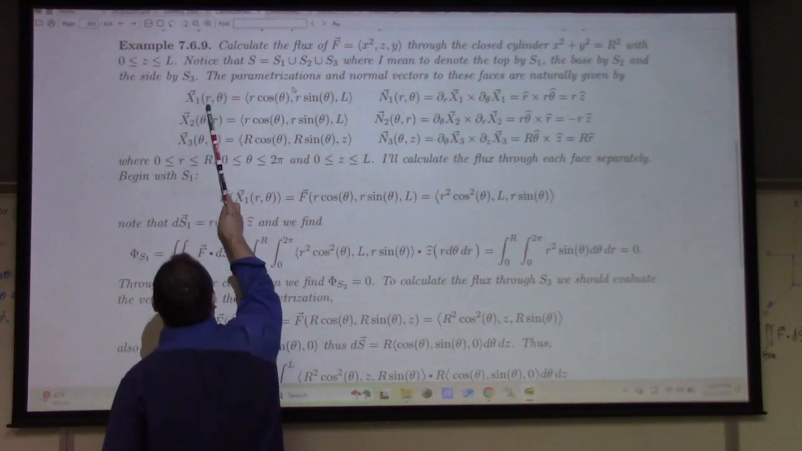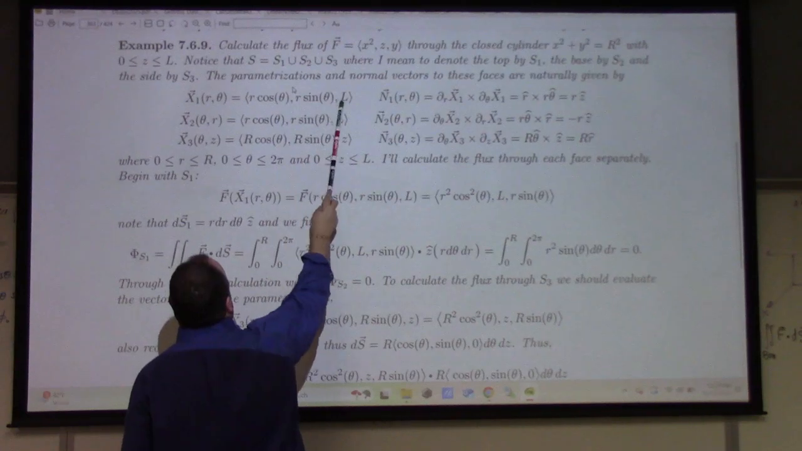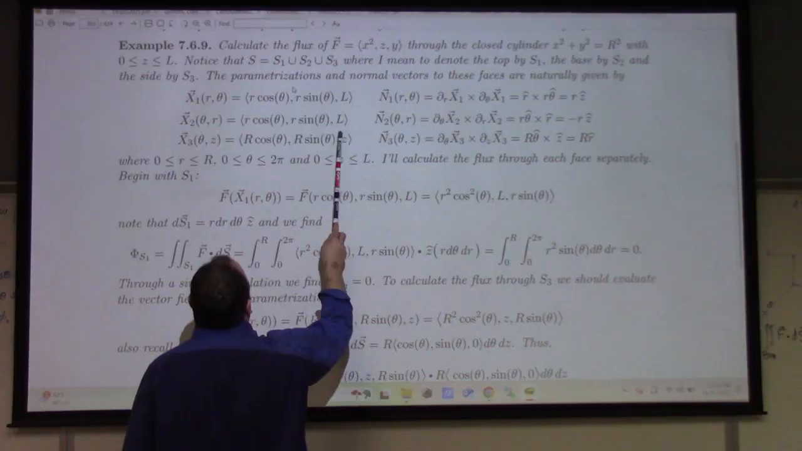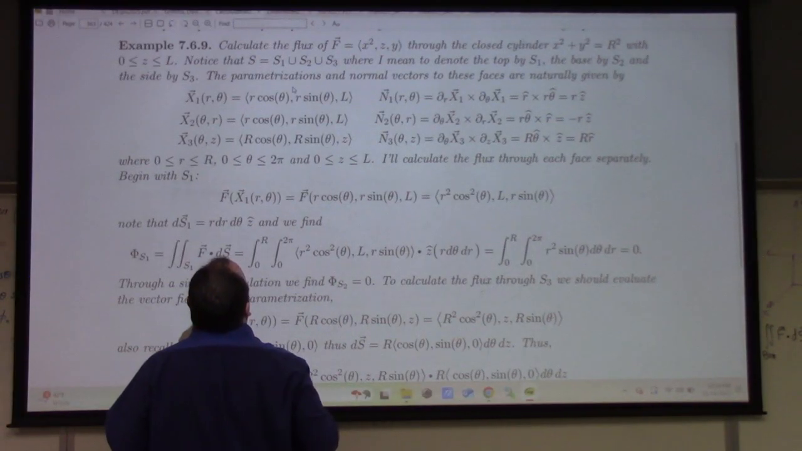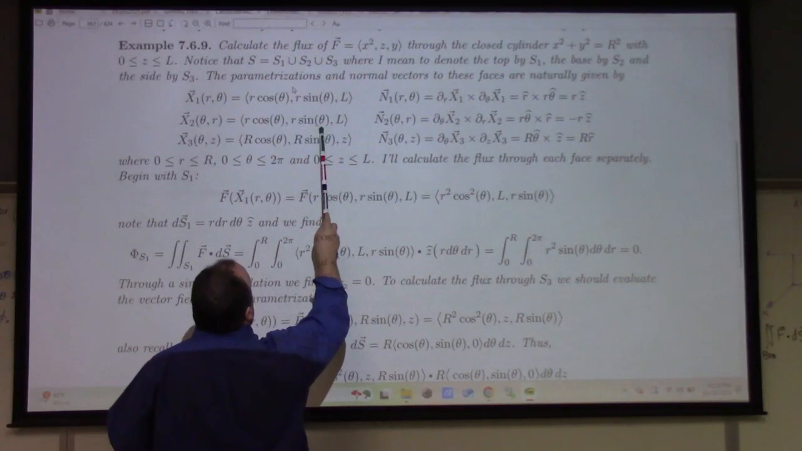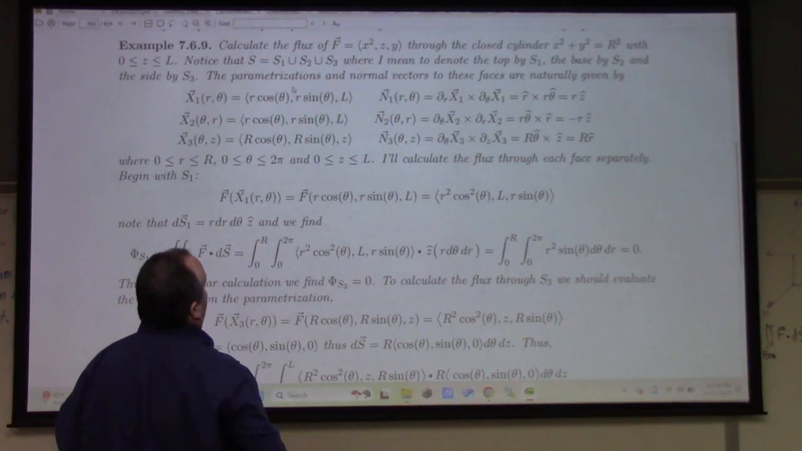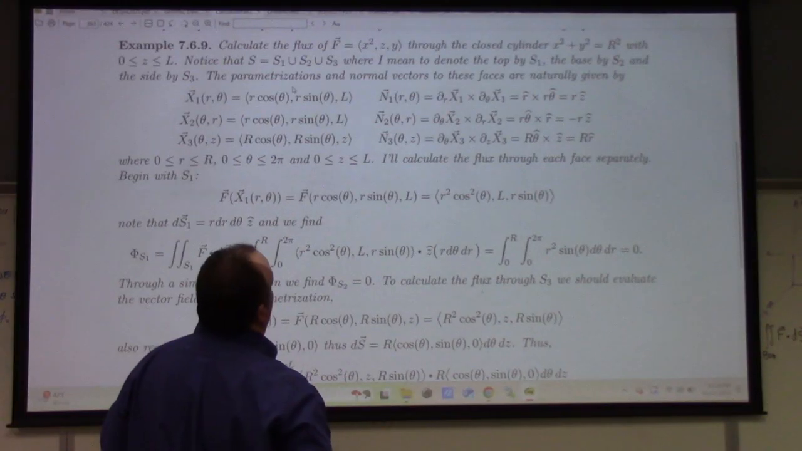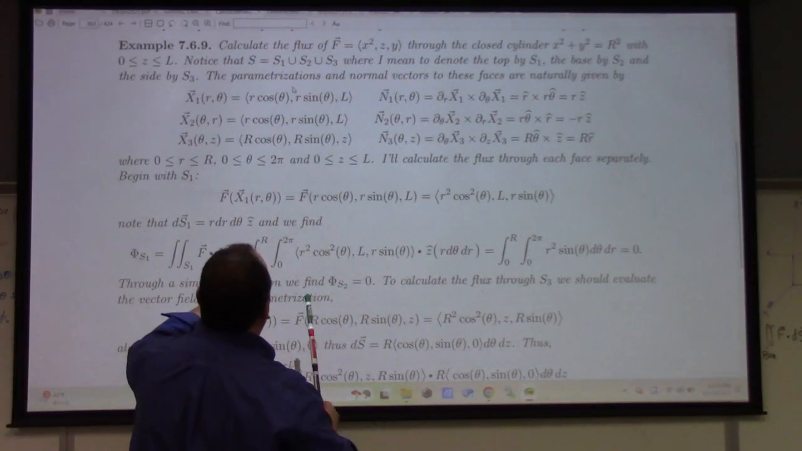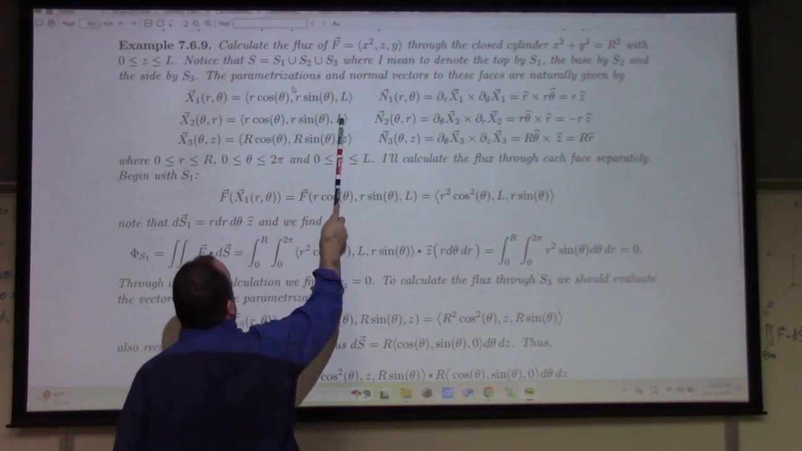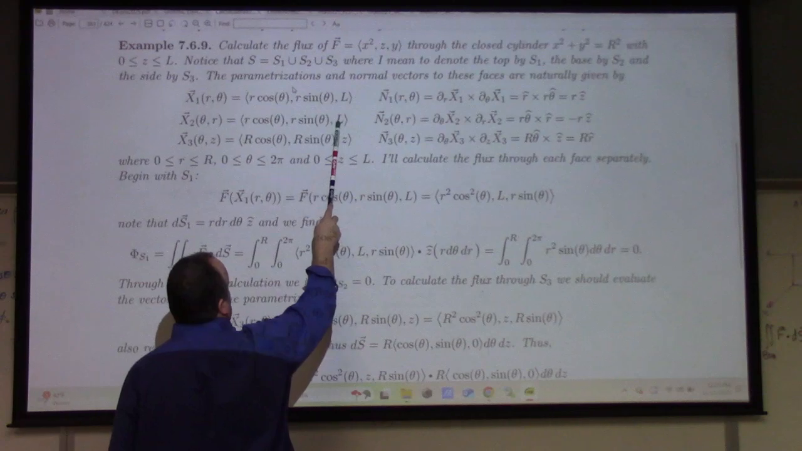But here's the parameterizations on the top cap. Wait a minute, what? One of these is supposed to be 0. There's a typo here. What do I say? S1 is the top, and I think the second one, the base, is S2. Did I say 0 to L? So this should be 0, because that's the base. That's supposed to be 0. That's a typo.